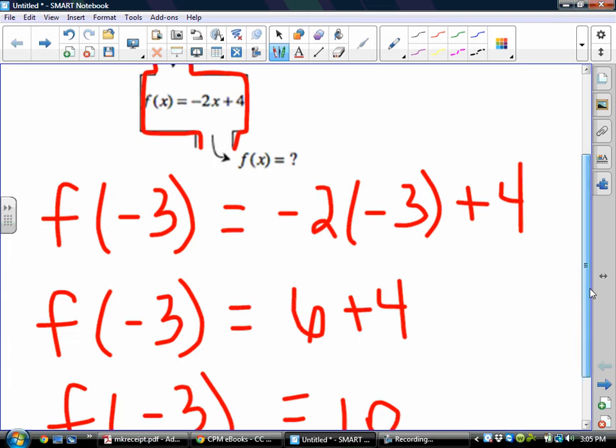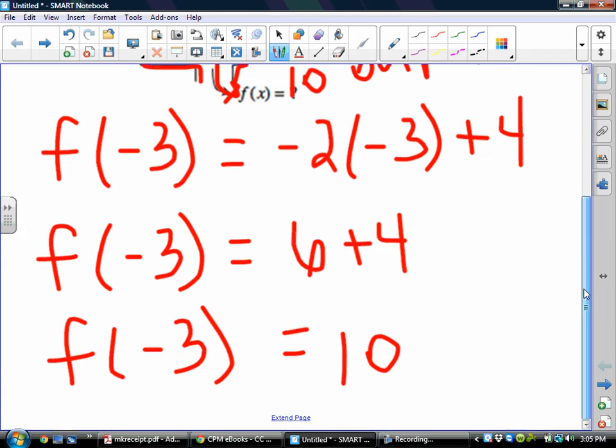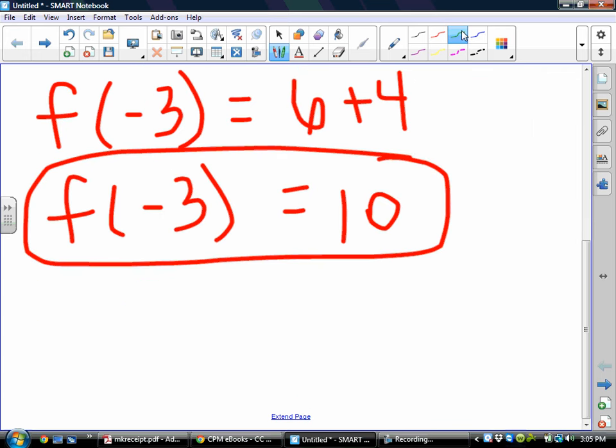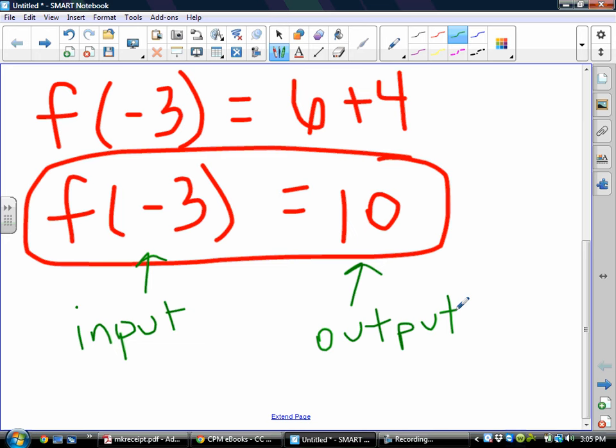So right here, this number that it spits out is a 10, and this is my output, or my final answer after I plugged in -3. The output is 10. So we're going to see it written like this. f of -3 equals 10. That means I plugged in the -3. This is my input. And this number was the output, which came out of the machine after we did all the stuff inside the machine. Alright, so let's look at another example now.